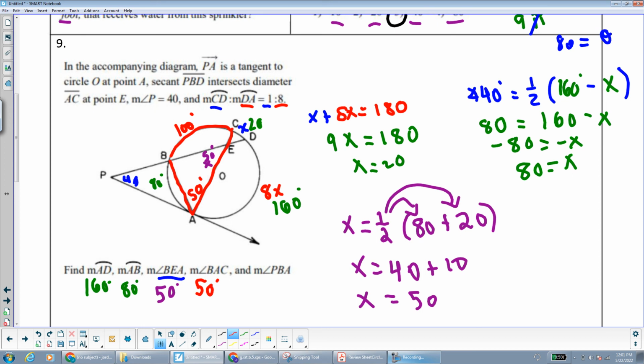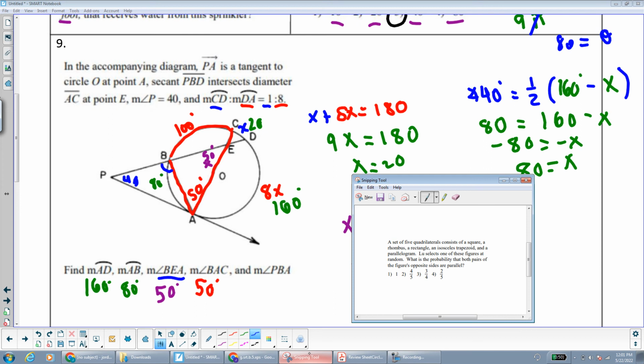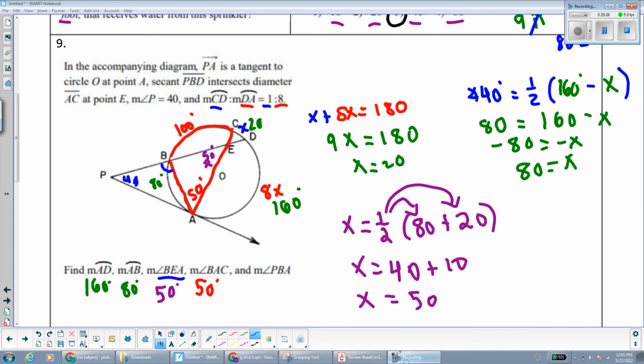Okay. The last thing this question is asking us to look for is angle PBA. So angle PBA is this angle right over here. Oops, things are popping up here. And once again, just so that we're not distracted by all the other markings, I'm just going to take a second and erase.